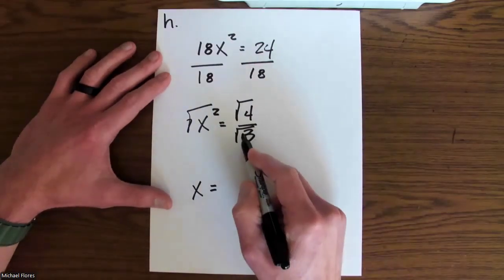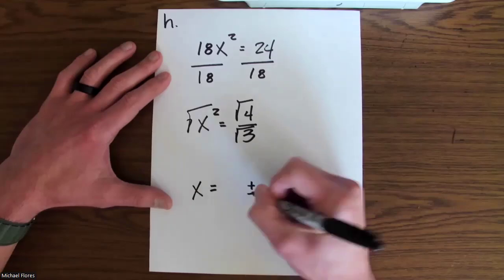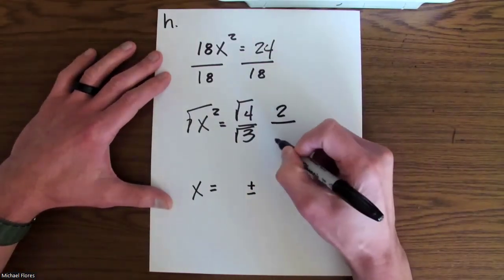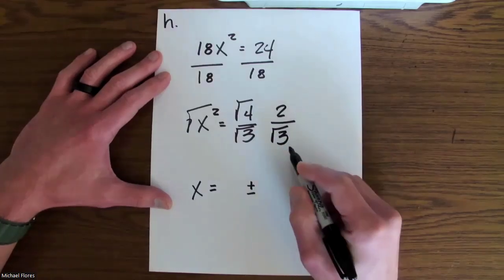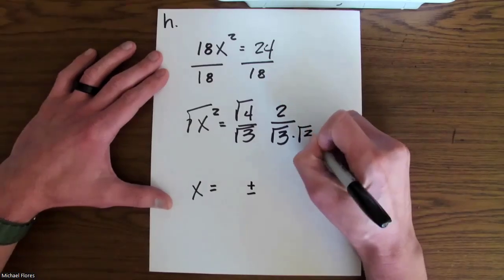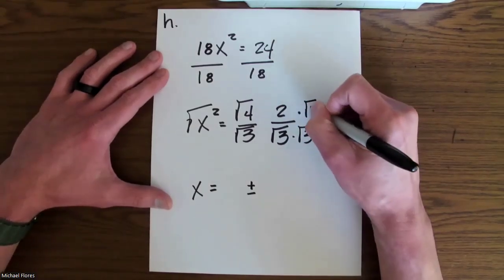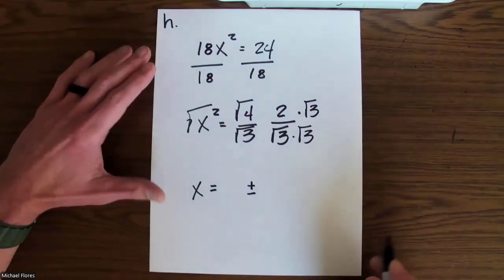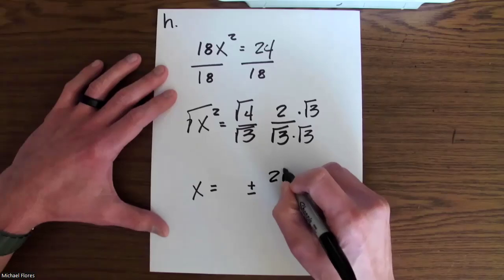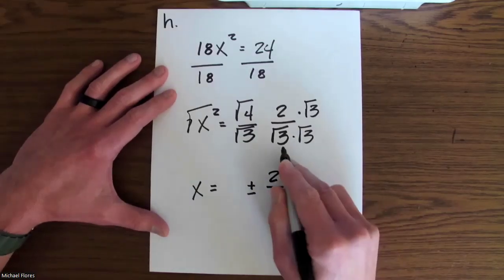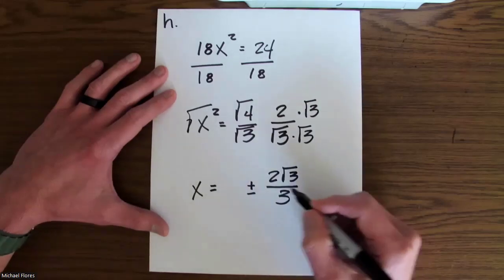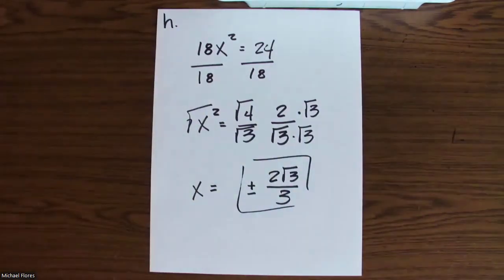Now, we just took the square root of a number, so let me put plus or minus. The square root of 4 is 2. And now we're going to rationalize the denominator by multiplying the top and bottom by root 3. And now we have an idea of what our final answer is going to look like. 2 times root 3 over root 3 times root 3. Check to see if these numbers will simplify, but they won't.